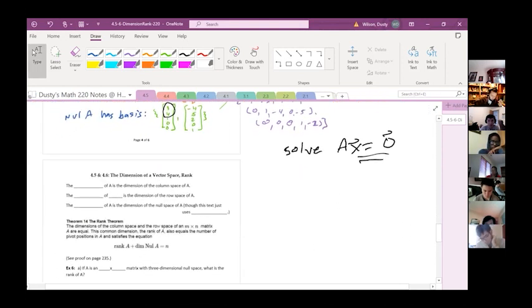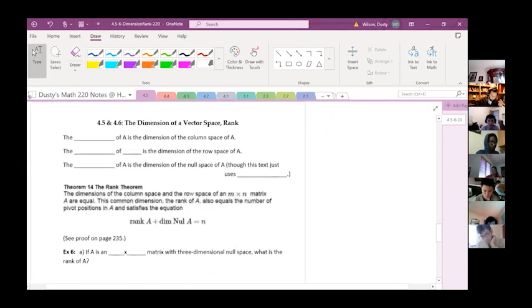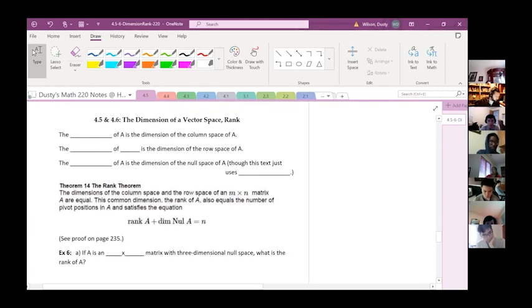Cool. All right. We've already done this. We already gave these definitions. So what do we call the dimension of the column space? What's our name for that one again? That's our rank. Yay.